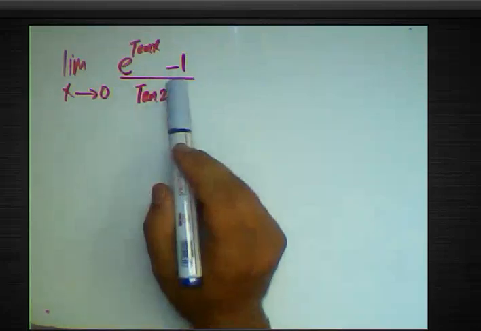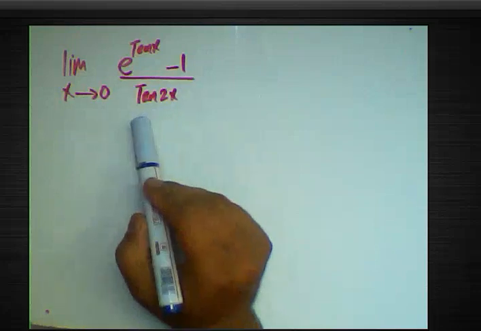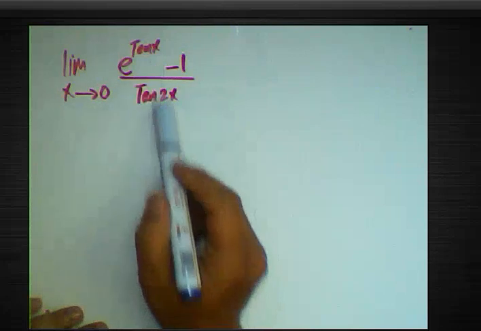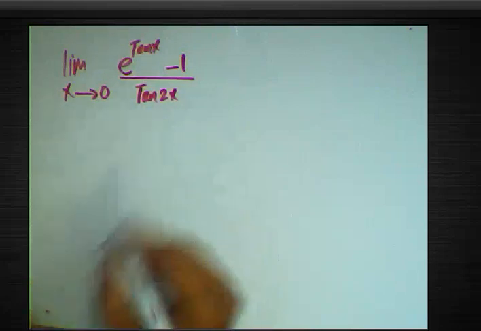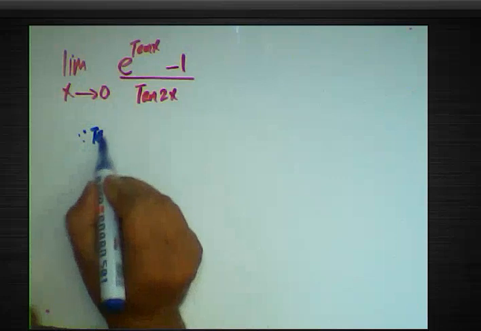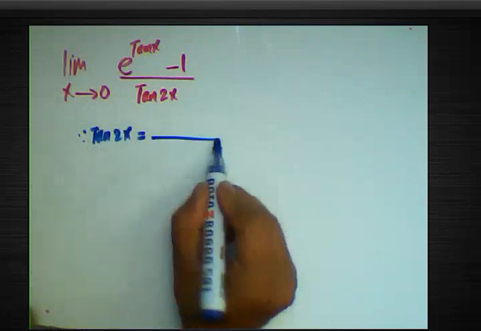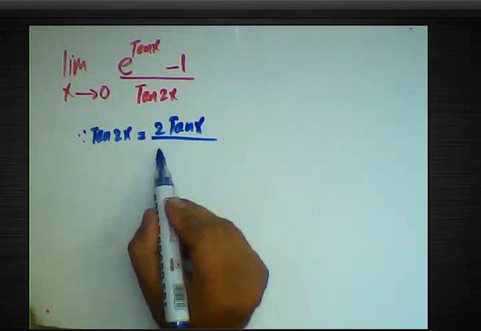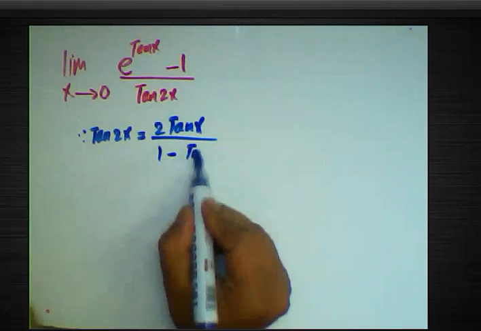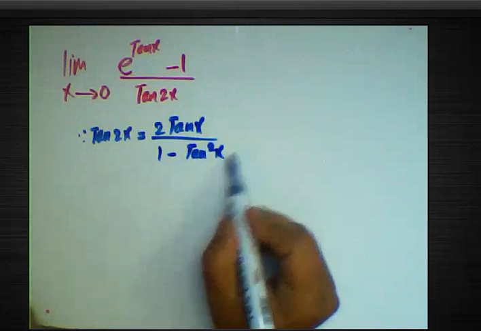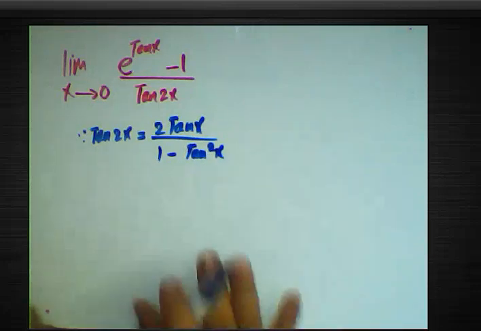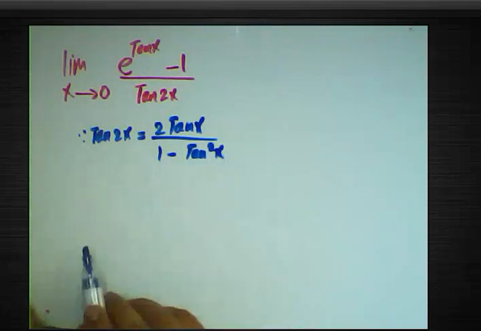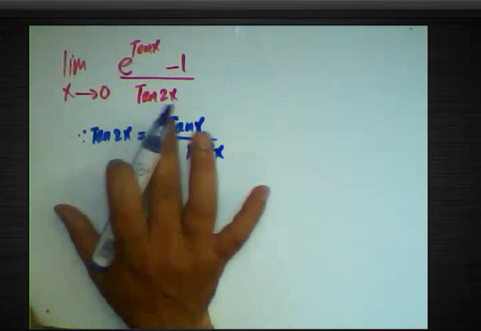Limit of e power 10x subtract 1 over tan 2x. We can cancel tan 2x because we have the different angle here. We can cancel tan 2x by using the rule. We know tan 2x equals, do you remember the rule? 2 tan x over 1 subtract tan power 2 x. The rule about secondary 1. Okay, tan 2x equals 2 tan x over 1 subtract tan power 2 x. You can cancel tan 2x in this example.